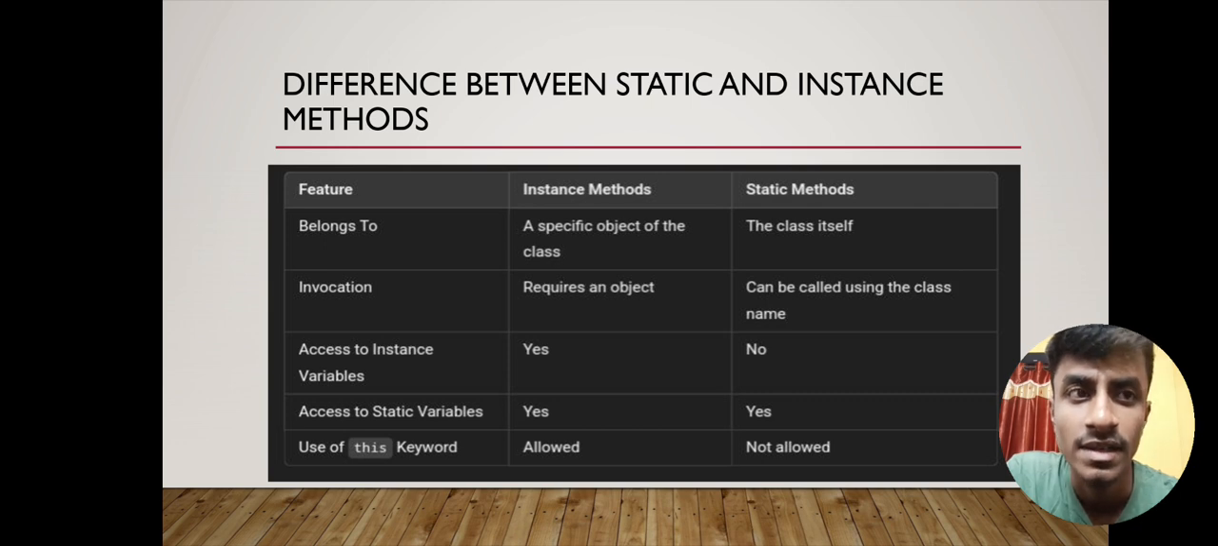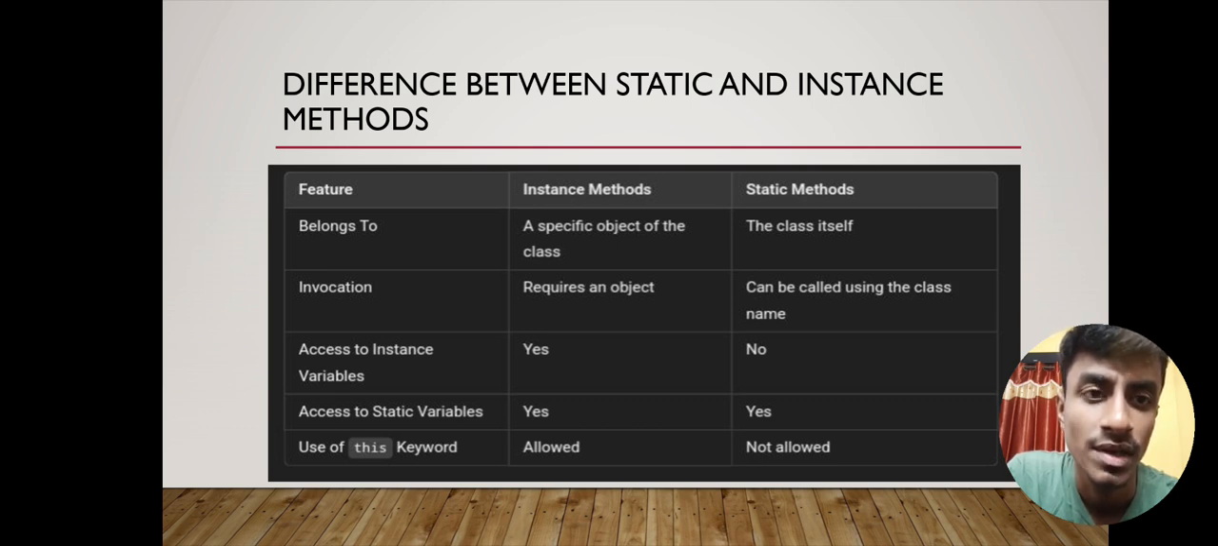Difference between static and instance methods. With the feature of belonging, instance methods belong to a specific object of the class, but static methods belong to the class itself. With the feature of invocation, instance methods require an object, whereas static methods can be called using the class name. Access to instance variables: instance methods, yes, they can easily access them, whereas static methods, no. Accessibility to static variables: instance methods yes, and static methods yes.